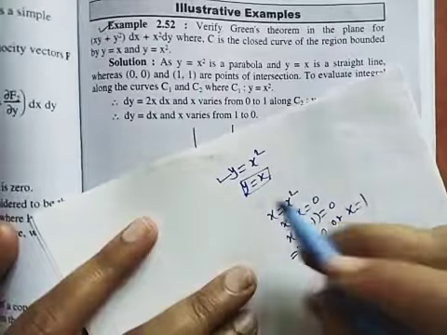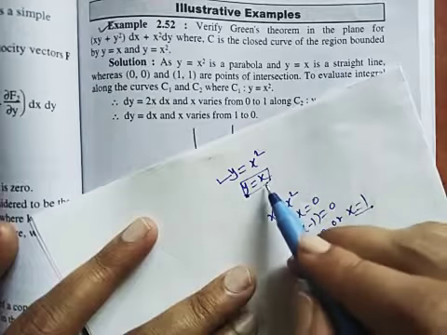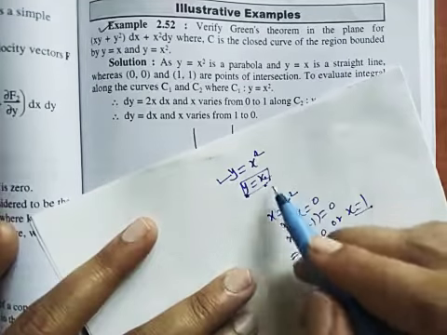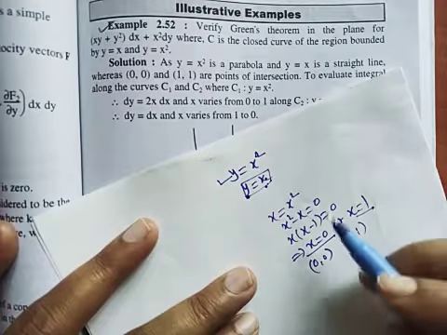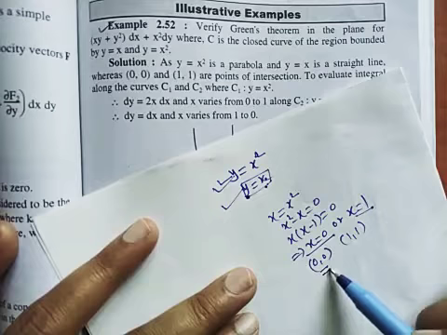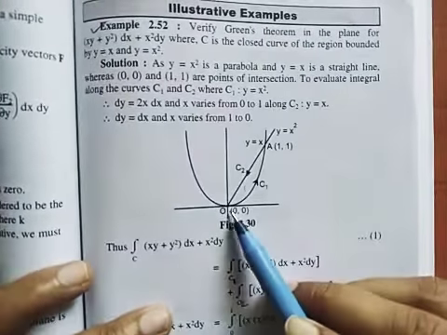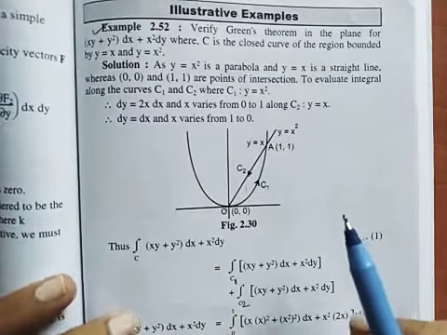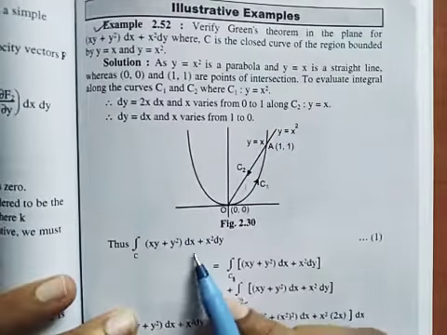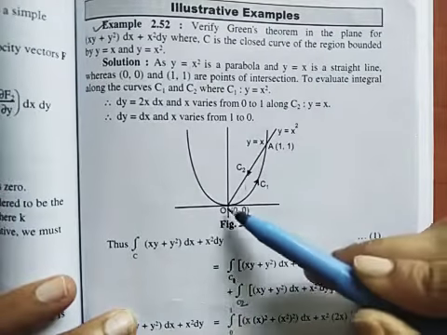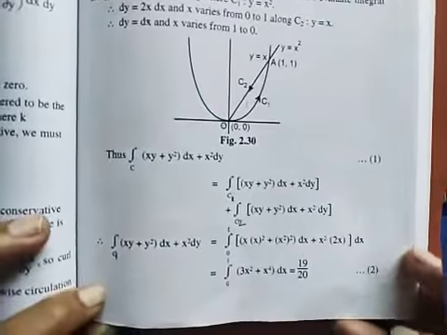When x is 0, y will be 0, so one point is (0, 0). When x is 1, y will be 1, so another point of intersection is (1, 1). So the points of intersection of these two curves are (0, 0) and (1, 1). Now the integration over the complete curve C is the integration over C1 plus the integration over C2.